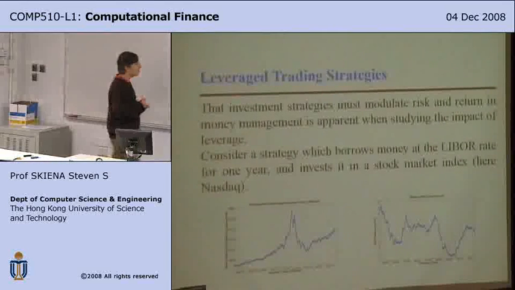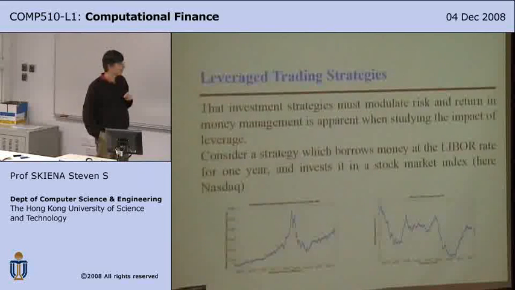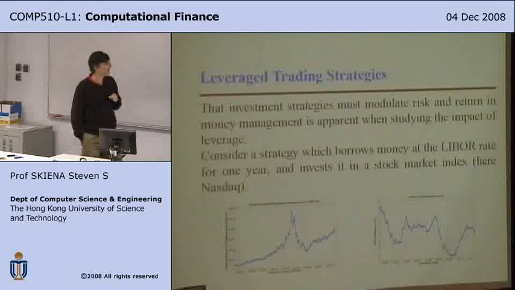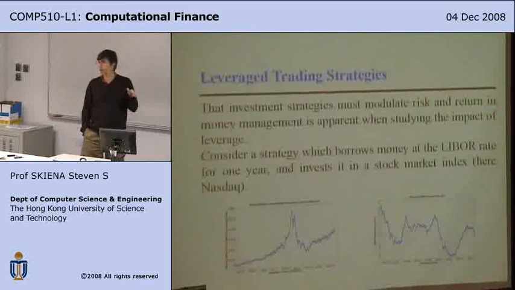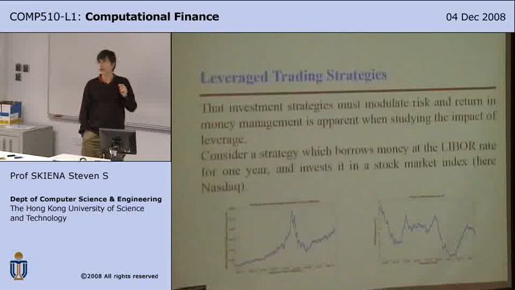So here, I had my rapid response team, actually Yan Yan was the hero here, look at the question of what would happen if we borrowed money at, let's say, the LIBOR rate, which is a nice low rate but one that fluctuates, for a year. And we took that money and immediately invested it in a stock market index, let's say the NASDAQ index.